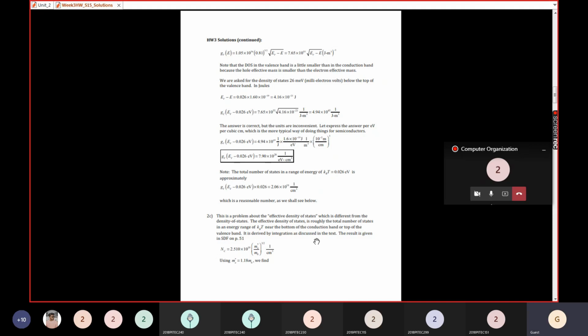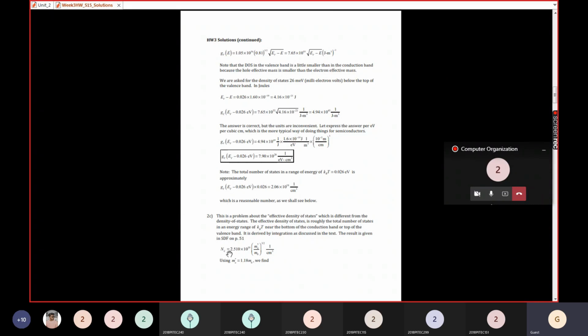You have the formula for NC, which is equal to 2.5 into 10 power 19 into Mn divided by m naught power 3 by 2, which is represented in centimeter cube. This is how you have to find the effective density of states. The effective density of states is given by the direct formula here. We have to find the NC here, the effective density.